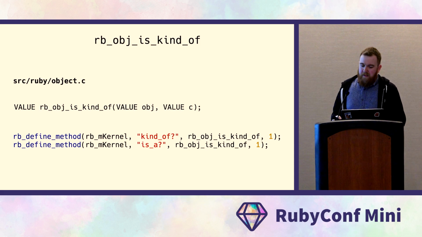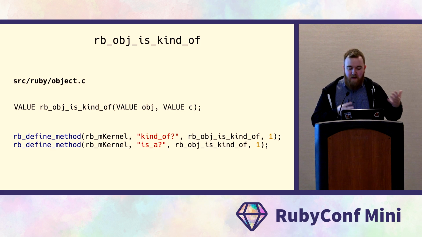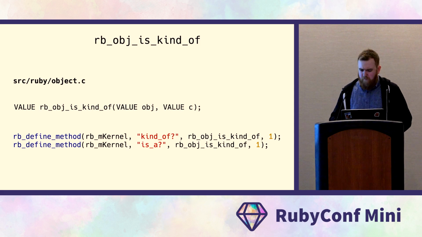And we can guess, based on the name of RB objs kind of, that it's probably kind of, or is a, but we can also verify that by grepping the Ruby code base. Inside object.c, we'll find the definition of RB objs kind of, as well as it being defined as the implementation of kind of and is a on kernel. We'd also see it's used in a bunch of other places, like the triple equals and the protected methods.